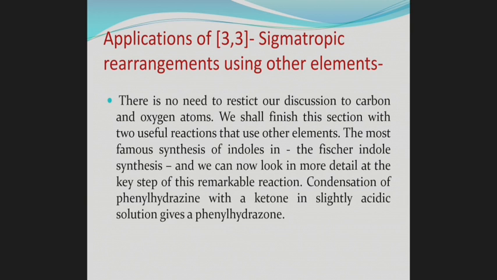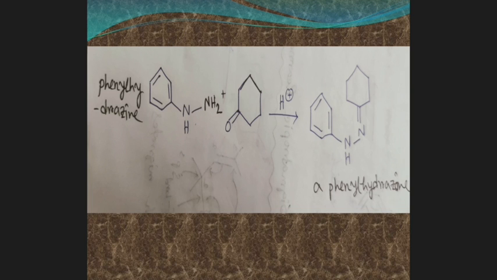Condensation of phenylhydrazine with a ketone in slightly acidic solution gives a phenylhydrazone. If the ketone is enolizable, this imine is in equilibrium with the corresponding enamine. The important bonds are given in black in the diagram. The enamine is ideally set up for a 3,3 sigmatropic rearrangement in which the sigma bond to be broken is the weak NN sigma bond, and one of the pi bonds is in the benzene ring.